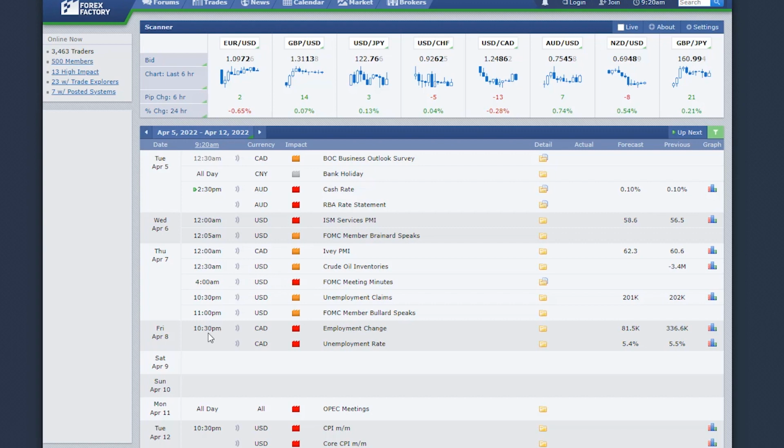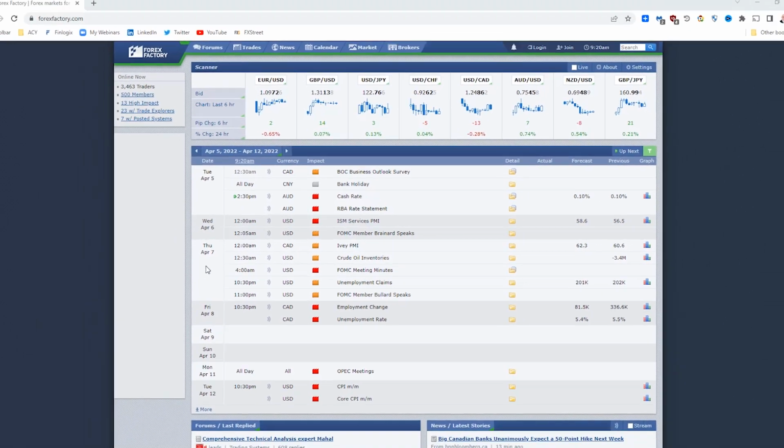We do have on Friday 10:30 p.m. the Canadian employment change, but that shouldn't affect the euro US dollar too much. Alright, so just bear in mind those two items, one on Wednesday, one on Thursday, that could affect the euro US dollar. So let's get to the charts.